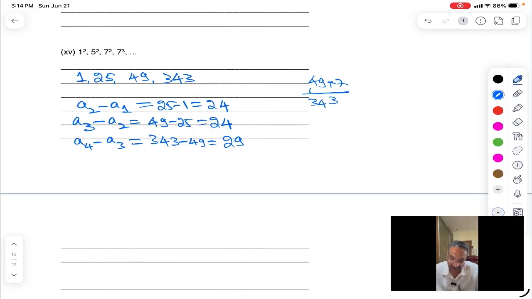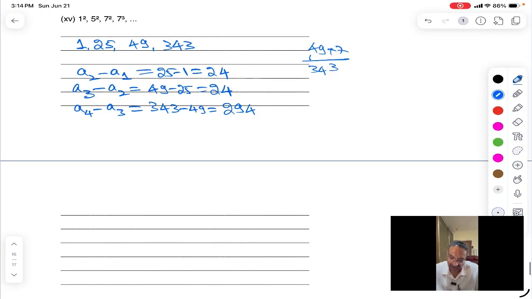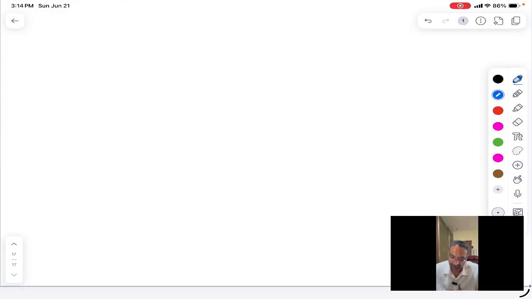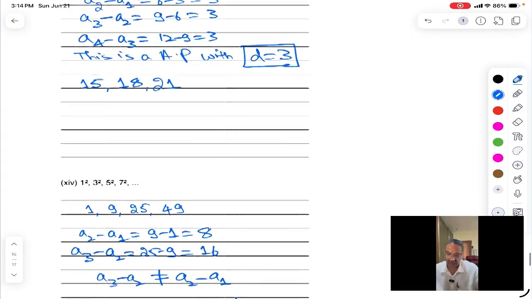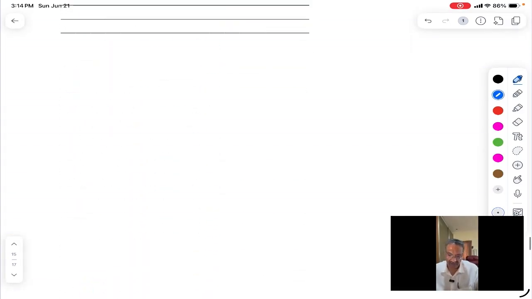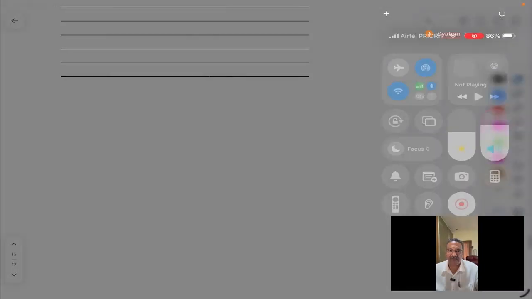343 minus 49. 343 minus 49 is 294. So they are not equal. A3 minus A2 is not equal to A4 minus A3. Hence, this is not an AP. Next question. Okay, so we have completed exercise 5.1.